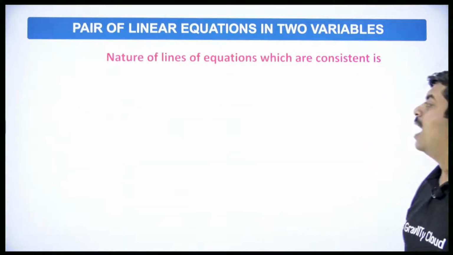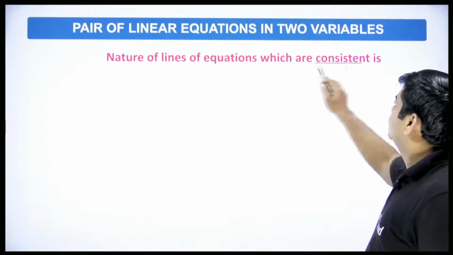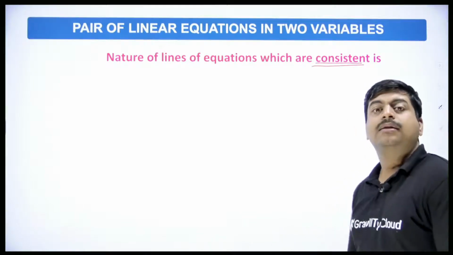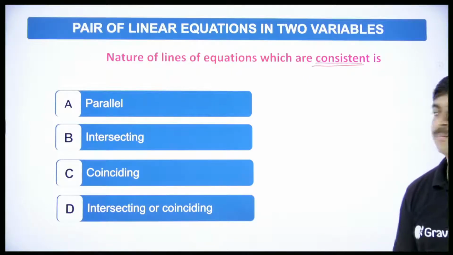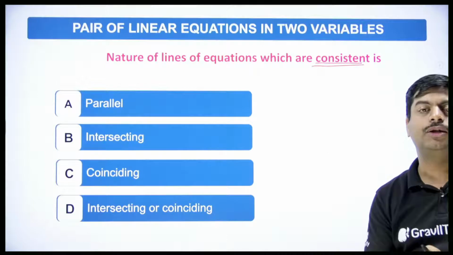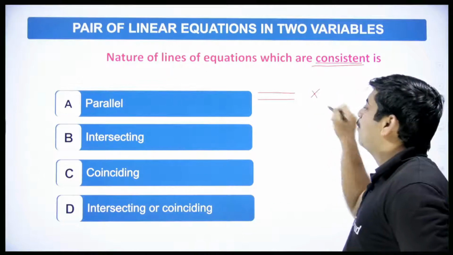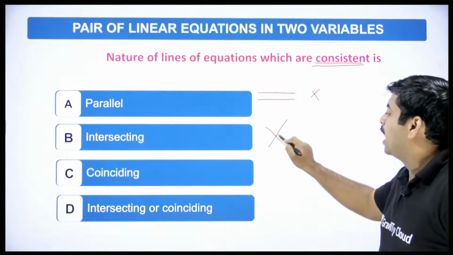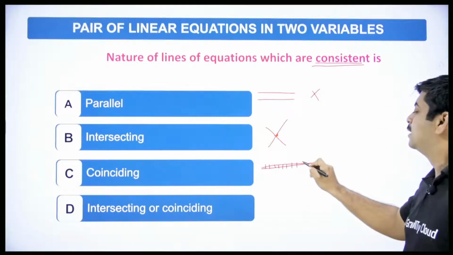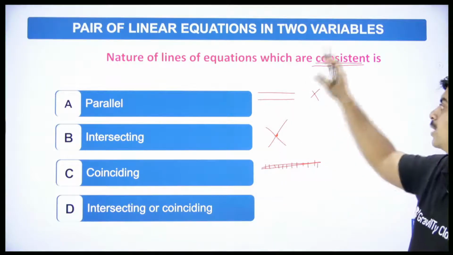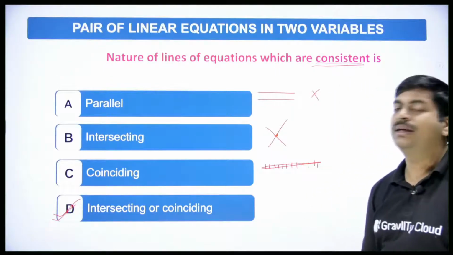Right. Moving ahead, nature of lines of equations which are consistent. If the lines are consistent, that means they are intersecting. Parallel, intersecting, coinciding, intersecting or coinciding. Consistent means there should be a solution for both the equations, or there should be points of intersection. Parallel lines will never have points of intersection. Intersecting, yes, it will have one point. Coincident will have many points, line on the line, infinite. So consistent means intersecting or coincident, both will have points. So that is the option D.